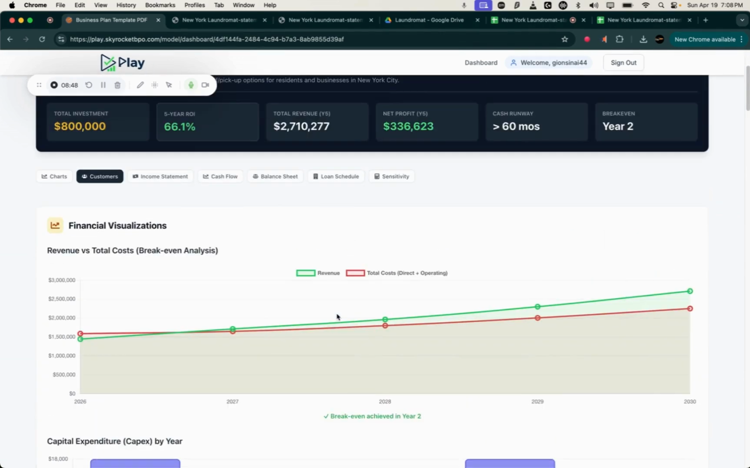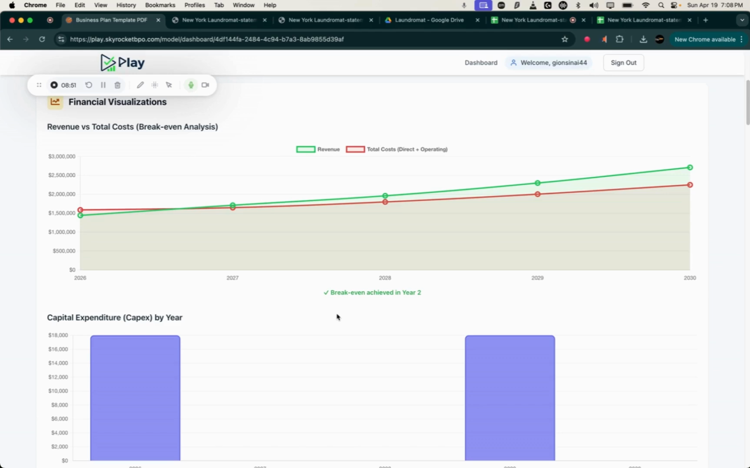Now let's get back to the financial statements. In the financial statements, the first graph that you are going to be seeing is, when will the laundromat reach profitability?